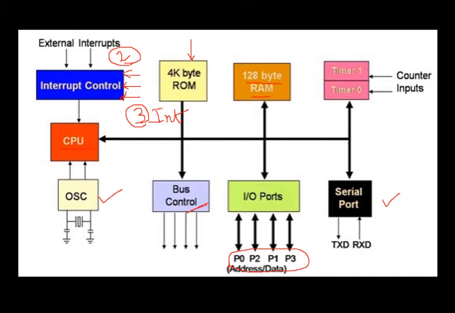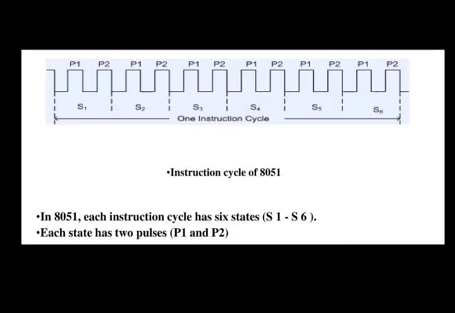The main advantage of having 8051 is that in 8086 you have to have external blocks, whereas in 8051 you always have all the components combined together in a single block. So that is a major advantage of having 8051.